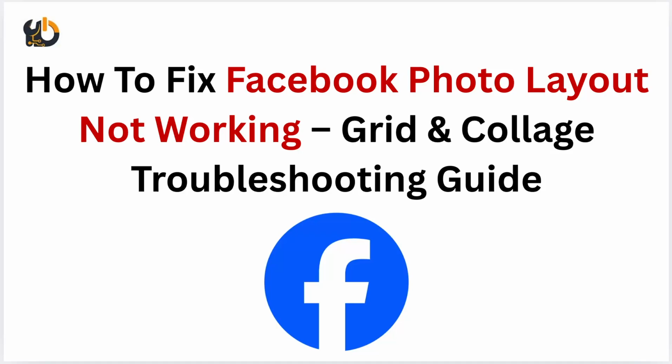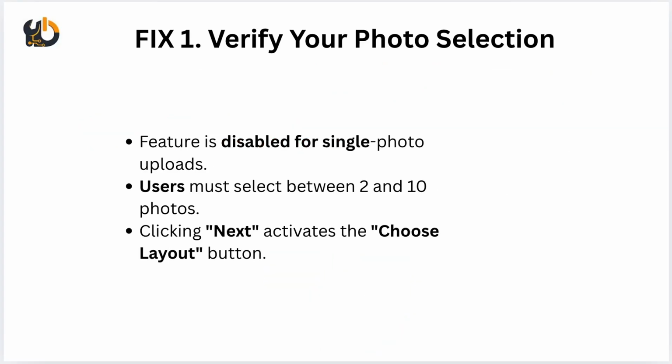So hey everyone, in this video we will see how to fix Facebook photo layout not working, grid and collage troubleshooting guide. Fix 1 is verify your photo selection. The feature is disabled for single photo uploads. You must select between 2 and 10 photos. Clicking next activates the choose layout button.